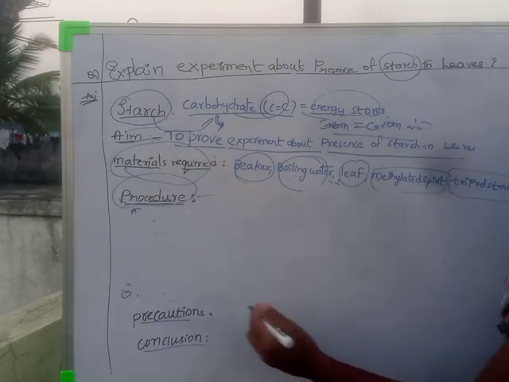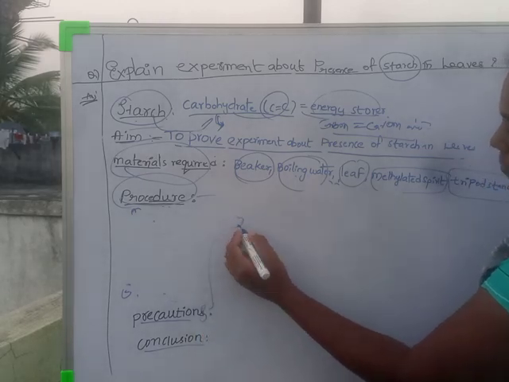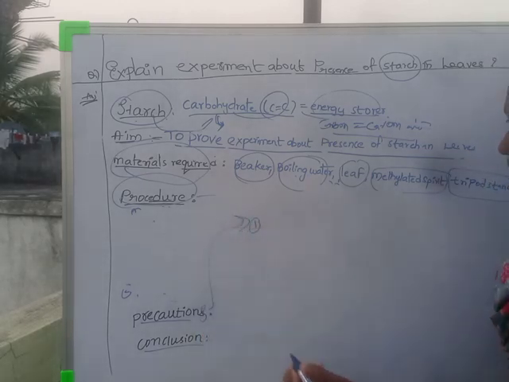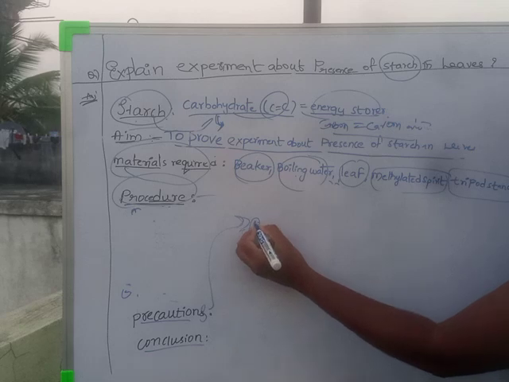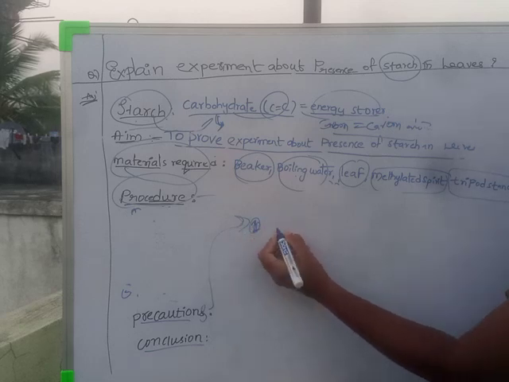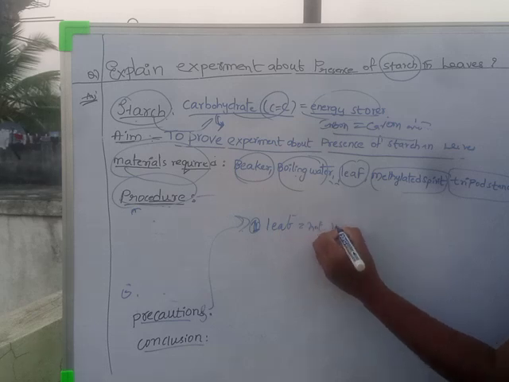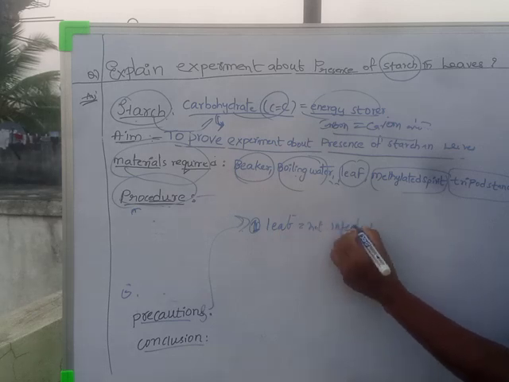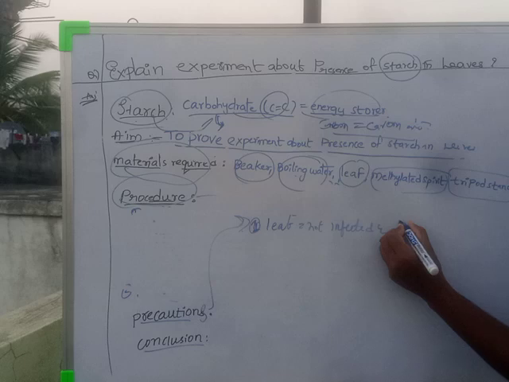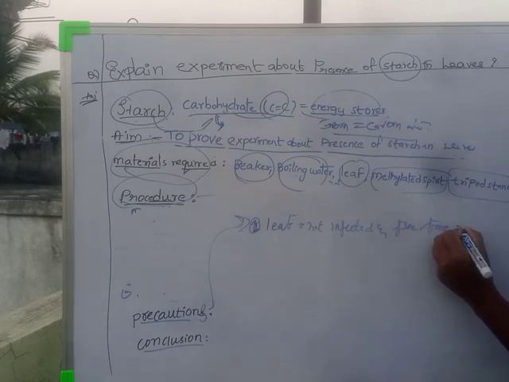So when the leaf converts into bluish green color, it indicates the presence of starch. Now here, precautions. Some precautions we have to take to avoid contamination or infection. So what is the first precaution? We have to take a leaf that is not infected and is free from germs.